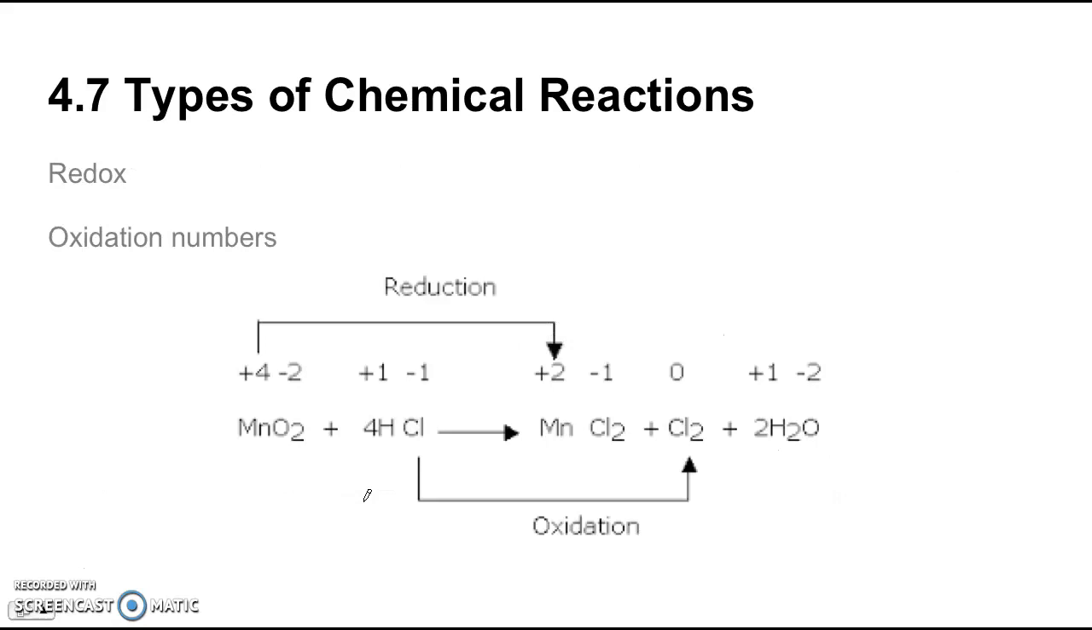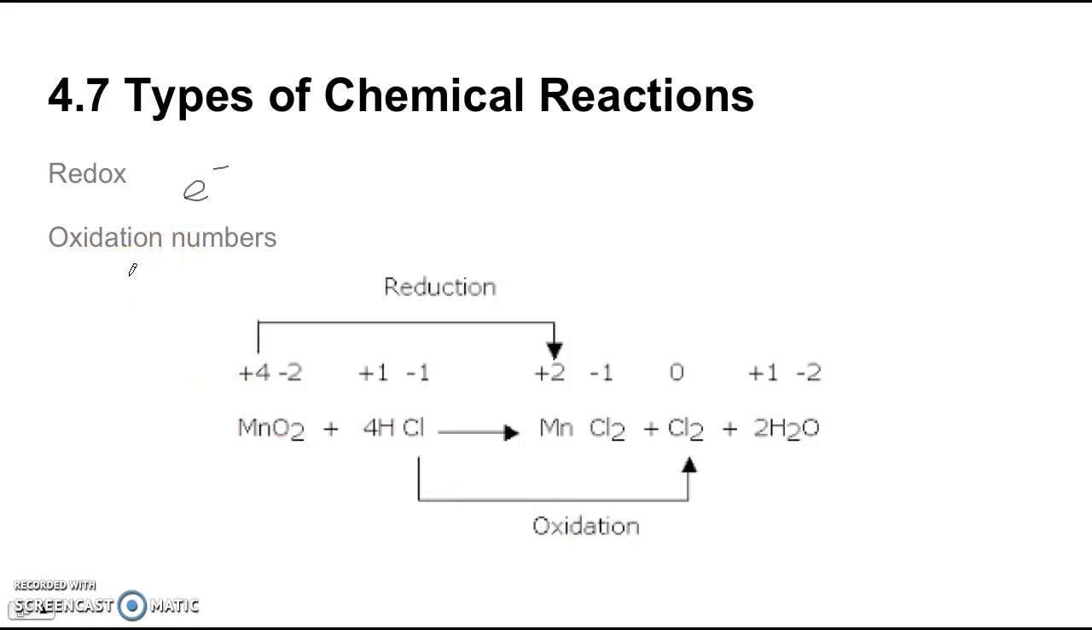And then the other type is a redox reaction, and a redox reaction is defined as a reaction where you have a transfer of electrons. So this is about electrons that are being transferred. And we use oxidation numbers to show how the changes in electrons are taking place. A redox reaction is reduction and oxidation, and they always go together. They go hand in hand.